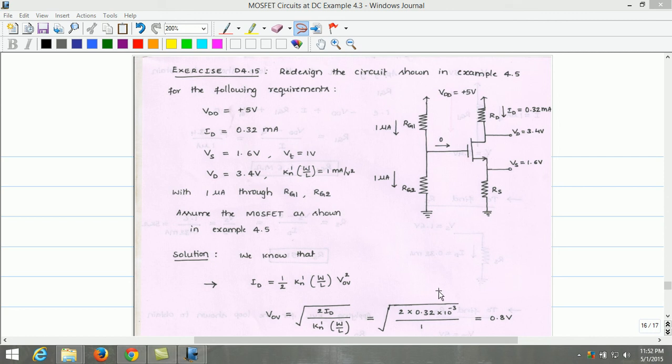Next, we'll determine the value of overdrive voltage using the drain current equation. In example 4.5, as we discussed, the MOSFET operates in saturation region. Therefore, saturation drain current is given as ID equals 1 by 2 K dash into W by L VOV square. From this equation, overdrive voltage can be obtained by taking the square root of 2ID divided by K dash into W by L. Substituting the values of ID and K dash into W by L, we found that overdrive voltage is 0.8 volt.